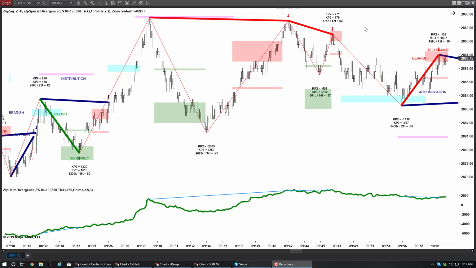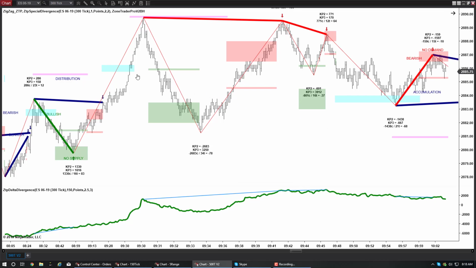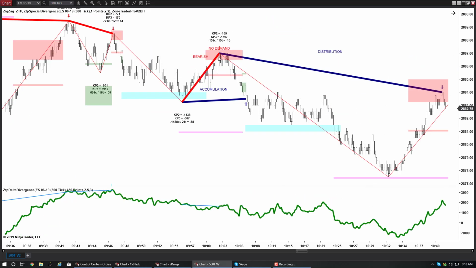I have turned off the patterns, which is why you're not seeing any of the ZoneTraderPro price patterns. But here we have an exhaustion trading pattern, and as you can see, the cumulative delta did in fact decrease here by a negative 1,438 contracts. Well, what did that set up? It set up this next special divergence trade, which was again good for over 10 points.